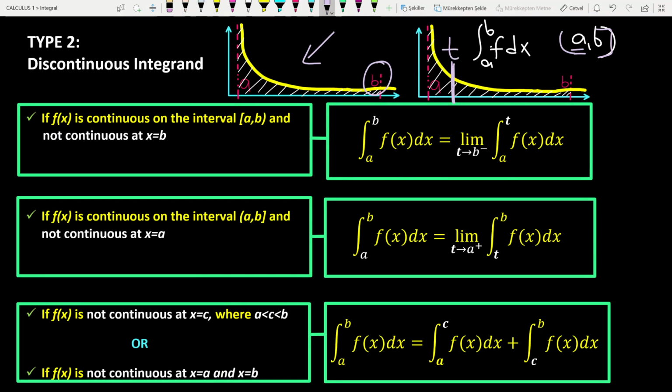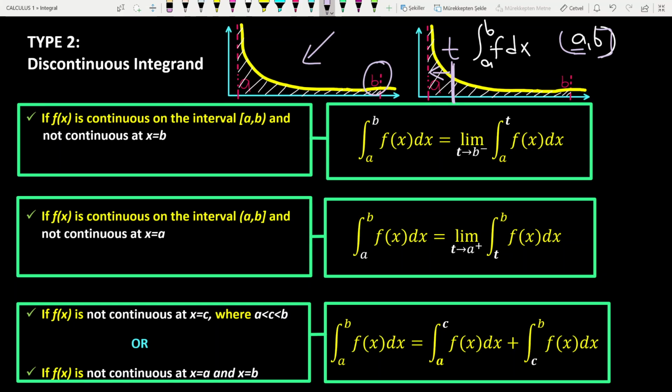Okay, we assign a variable. Let's say this is t. So we let t be a fixed number in the interval AB, in the semi-open interval. Then by taking the limit as t approaches the point A from right, of course, we get the improper integral.